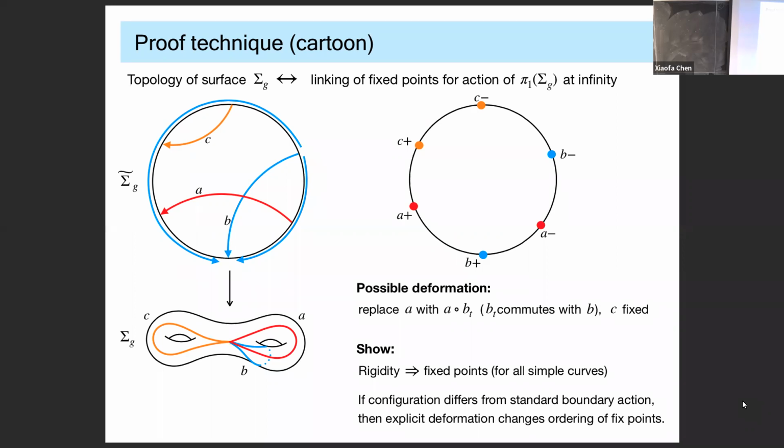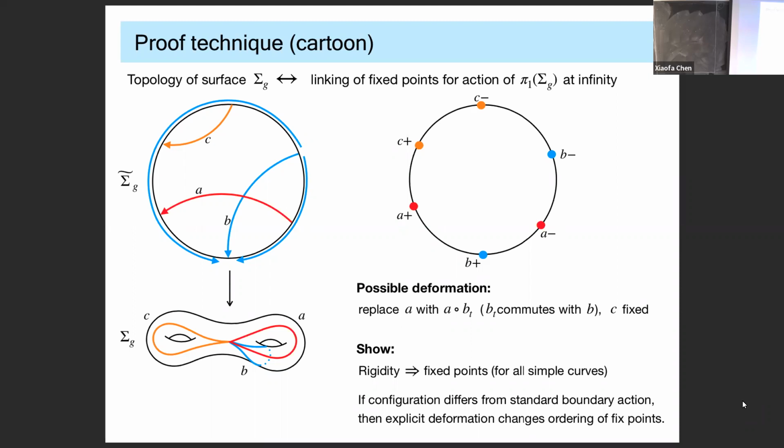So what's the upshot? Forget what's drawn on the inside, and remember that how curves on my surface are configured is understood by the location of fixed points, who separates pairs of fixed points and who separates who from who. So this is a summary of what's happening on the boundary. Every element of my fundamental group acts with an attractor and a repeller.